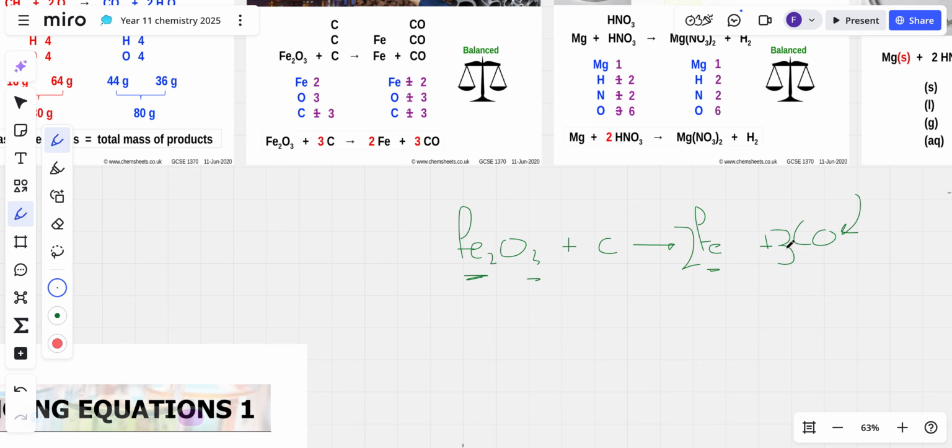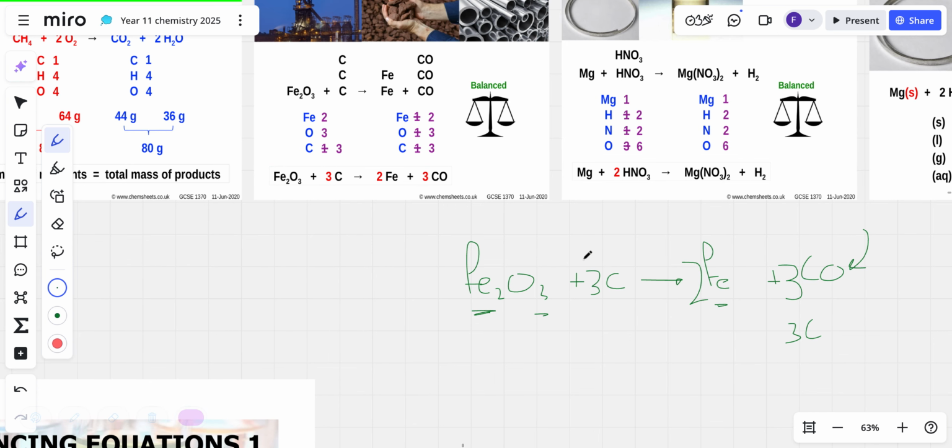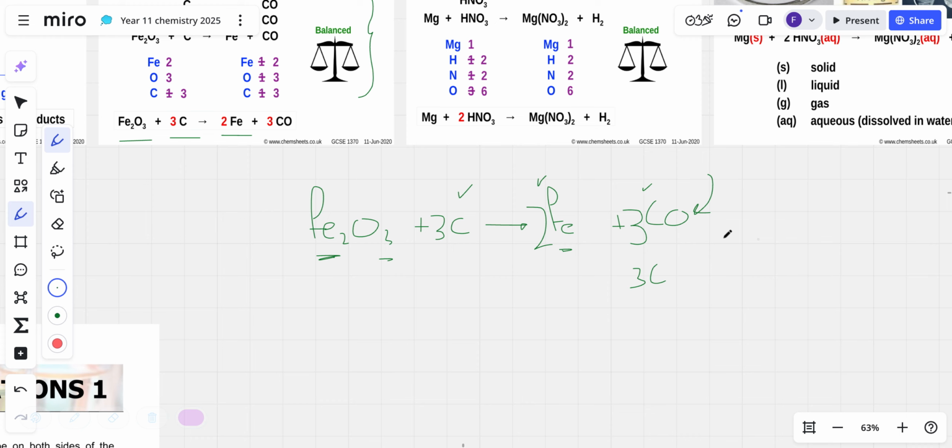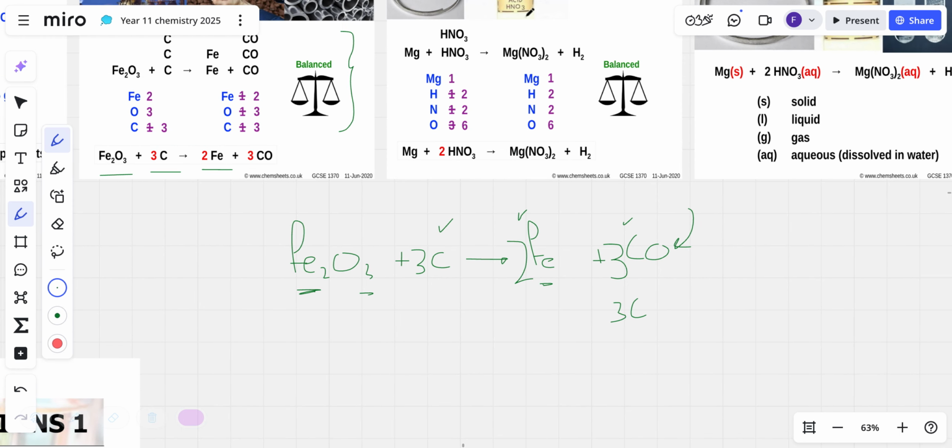So now my oxygens are balanced, but now I've got 3 carbons. I've only got 1 there, so I'll put 3 here. I am done. Otherwise, this is the working out you're doing. And if you look at Fe2O3: 3 carbons, 3 carbons, 2 irons, 2 irons, 3 carbon monoxides. All right, one more.